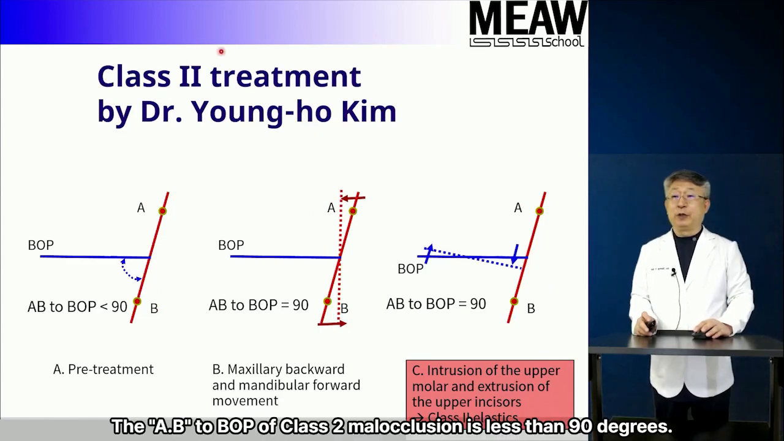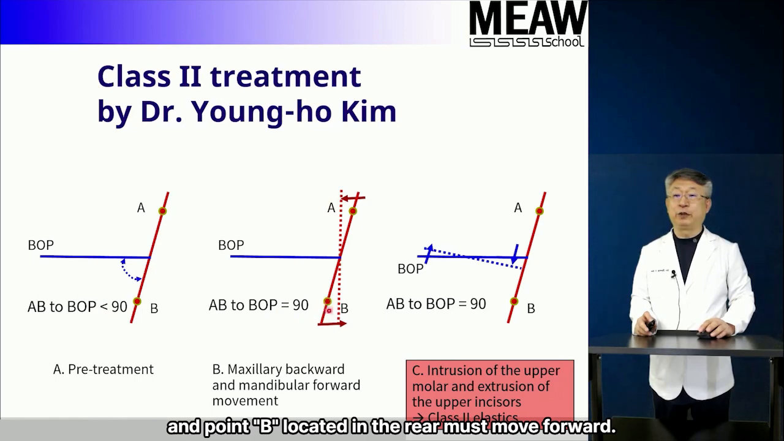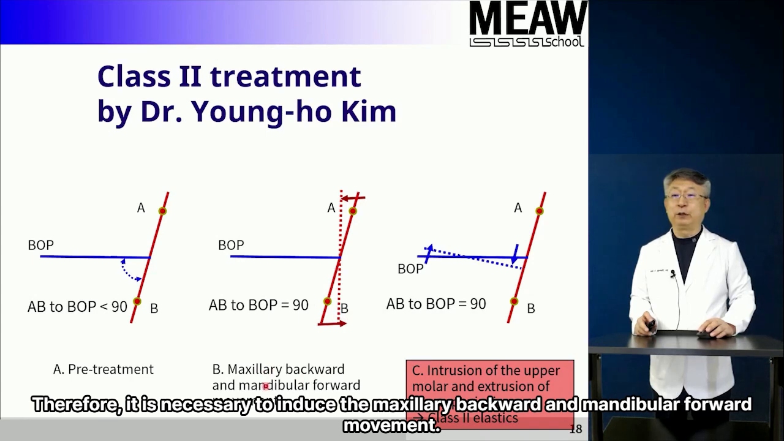The AB to BOP of Class 2 malocclusion is less than 90 degrees. To make this 90 degrees, point A located in the front must move slightly backward, and point B located in the rear must move forward. Therefore, it is necessary to induce the maxillary backward and mandibular forward movement.